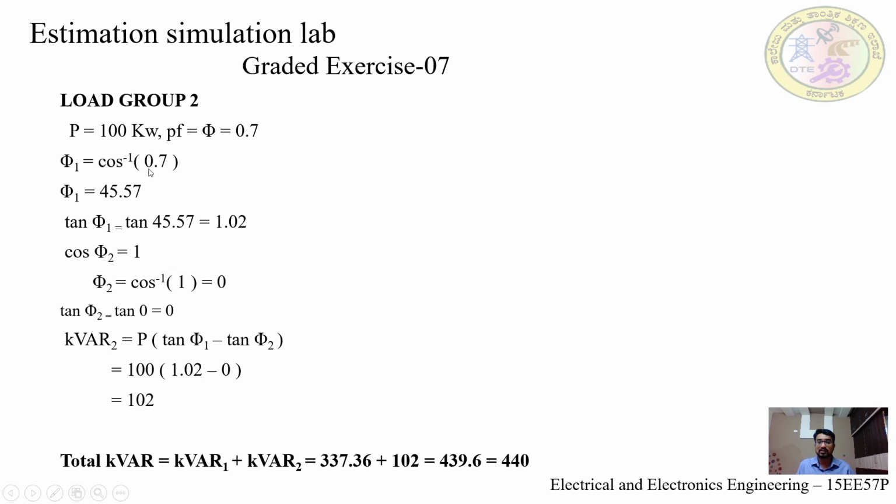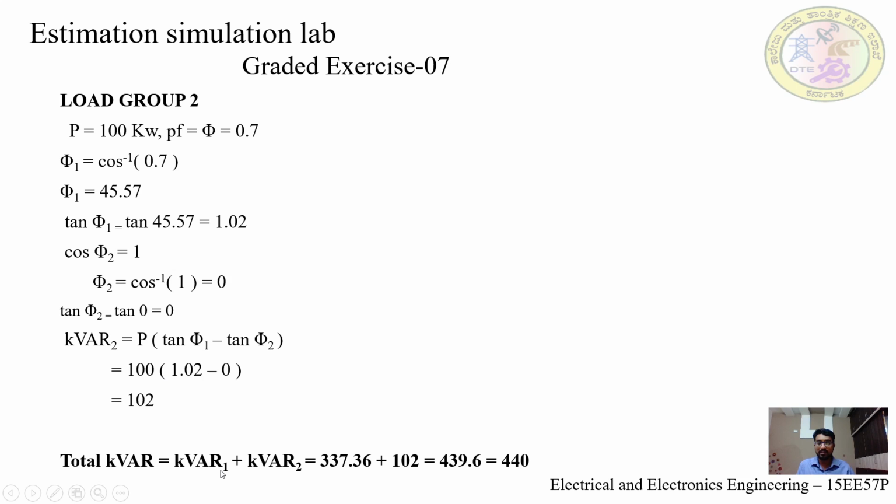Phi 1 is equal to cos inverse of 0.7, hence phi 1 is 45.57. Tan of this value is 1.02. Phi 2 is 1; again, this is the target power factor, and phi 1 is the actual power factor. Phi 2 is equal to cos inverse of 1, which is 0. Hence tan 0 is 0. kVAR2 is equal to P, that is 100 kilowatt, into tan phi 1 minus tan phi 2. Tan phi 1 is 1.02, tan phi 2 is 0. Hence this value is 102.